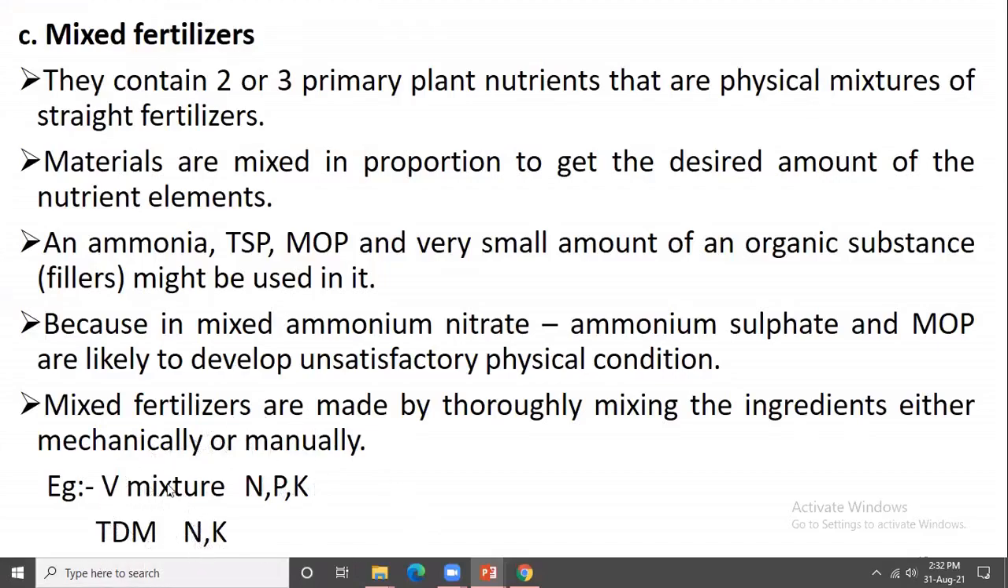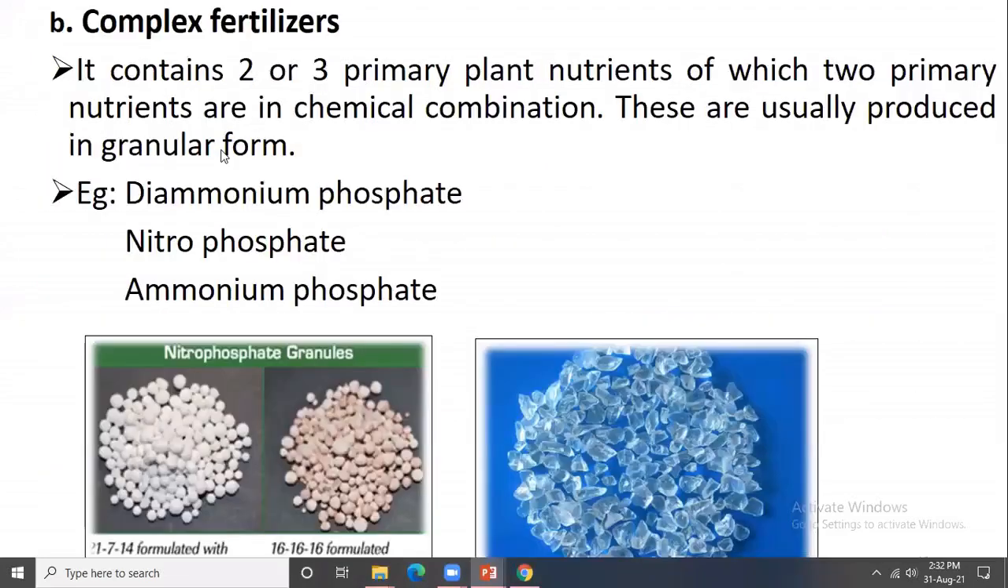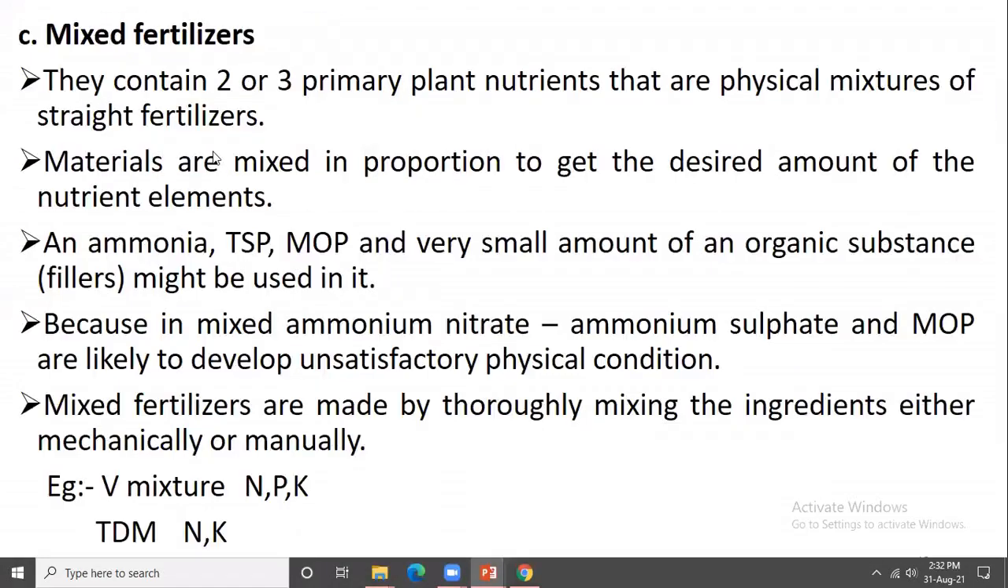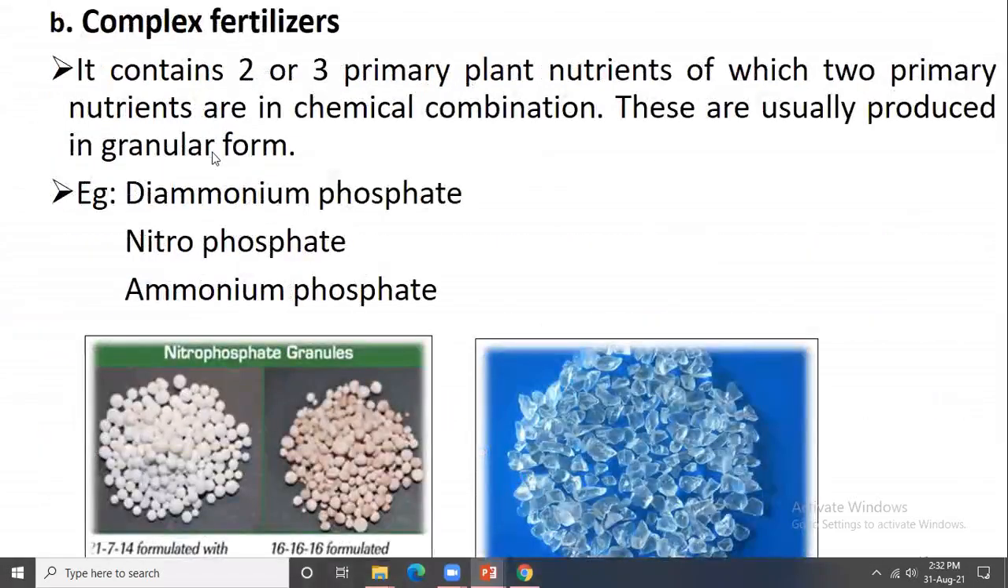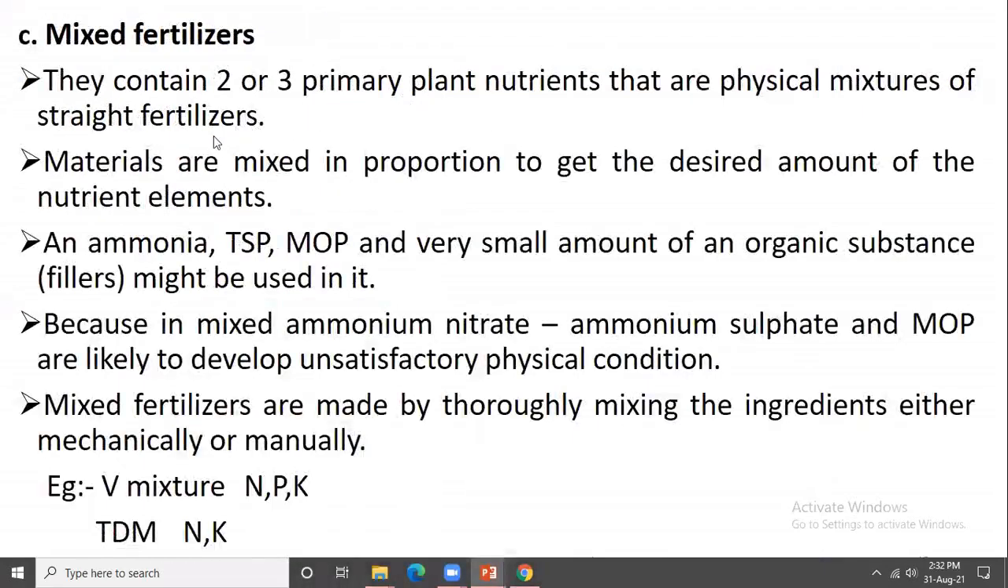Okay, in your written exam or spot exam, they may ask what nutrients are available in B1 mixture and TDM, and what is the difference between complex fertilizer and mixed fertilizer. Both have 2 or 3 primary nutrients, but complex fertilizer has chemical combination. But here we don't have any chemical combination, only a mixture. Okay.